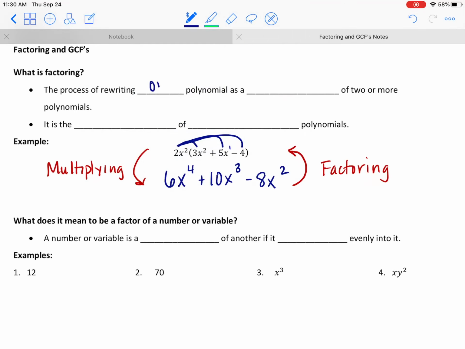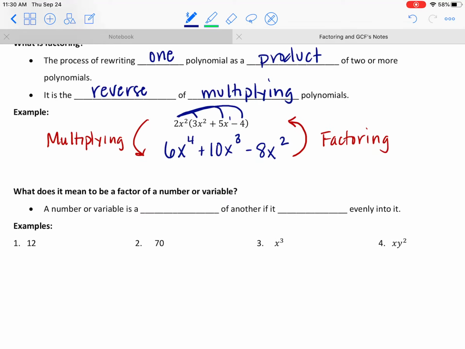Okay? So it's taking 1 polynomial and rewriting it as a product of 2 or more polynomials, and you can also think about it as the reverse of our multiplying process, the reverse of multiplying polynomials. Okay, so again, as this can be a complicated topic, I'm going to hopefully break it down so that it's manageable for you. But there's a little bit of vocab we got to get into before we can actually start the factoring.